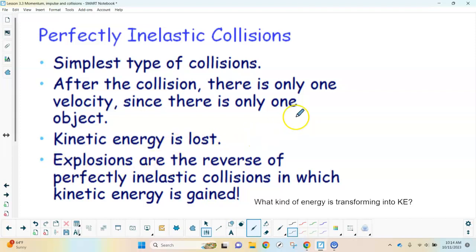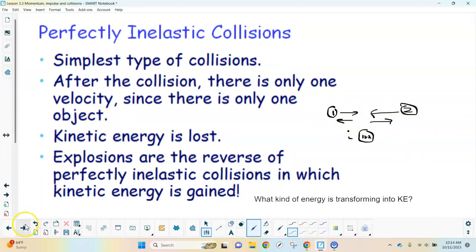Explosions are the actual reverse of perfectly inelastic. So if object 1 was going to the right, and object 2 was going to the left, and they hit and stuck, if they had the same amount of momentum together, they would just stop here. This would be the initial, this would be the final. If you imagine this in reverse, if we started here as the initial, so these two objects are stuck together, and we played it in reverse, they would go the opposite ways. If we played the video in reverse, 1 would go to the left, 2 would go to the right. That's an explosion. We kind of talked about that already.